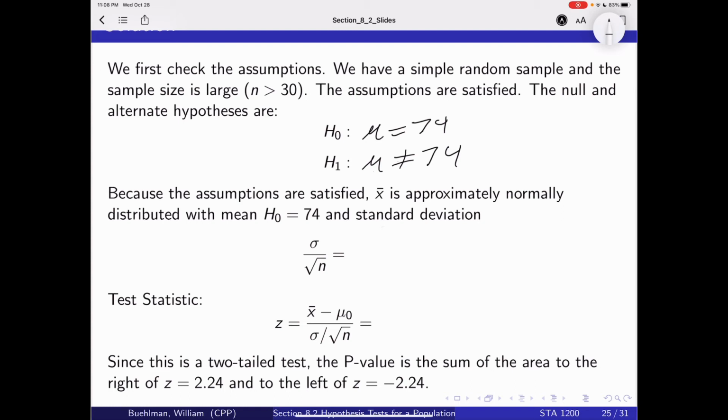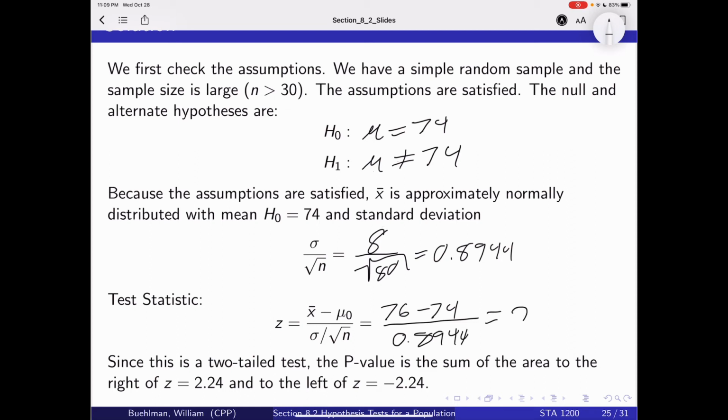Because the assumptions are satisfied, the sample mean is approximately normally distributed with the mean equaling 74 and the standard deviation equaling 8 divided by the square root of 80, which is equal to 0.8944. We now compute the test statistic, which is 76 minus 74 over 0.8944, which equals 2.24.